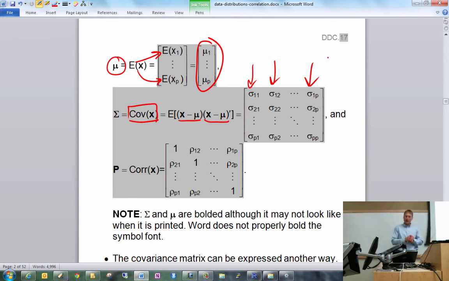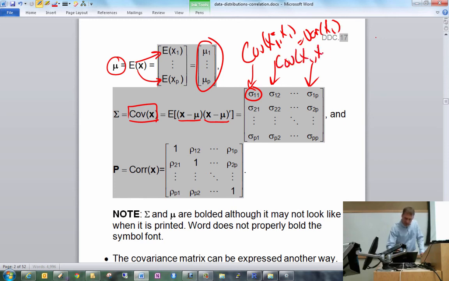Explain that a little bit more in about a minute. So what this means then is that sigma 1,1, the row 1, column 1 element, is the covariance of x1 and x1, which in other words is the variance of x1. Sigma 1,2 is the covariance of x1 and x2, and so on. Notice that what's always on the diagonal? The variances, okay? The off-diagonal elements are the covariances.